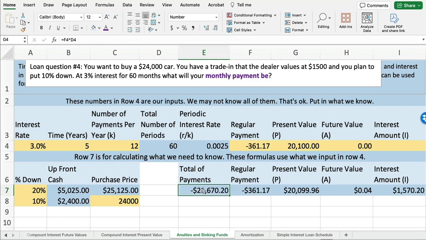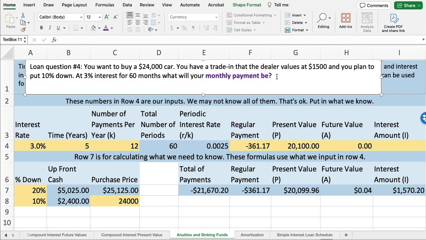all of these numbers down here will be correct as well. The future value is always off by a couple pennies, just because interest isn't perfect. Things get rounded into dollars and cents. So the numbers are not going to be perfect, but it gets as close as possible. And that tells us how much interest as well that we're going to be paying on this loan. But we didn't need to know that. We just need to know what the monthly payment is.